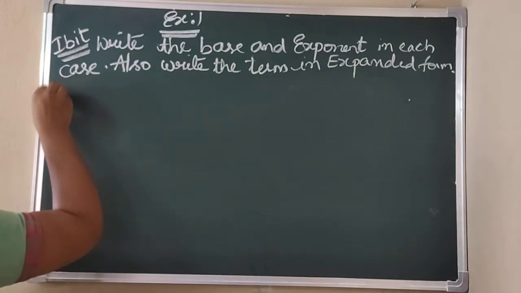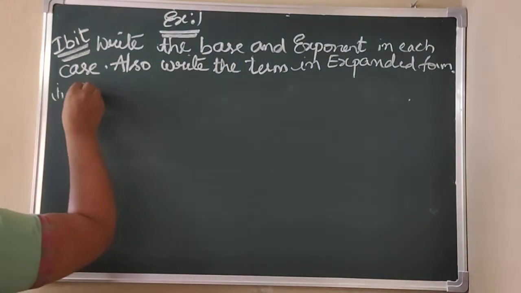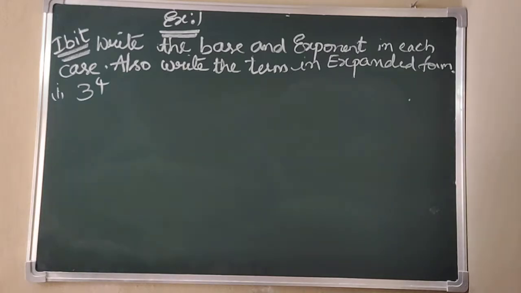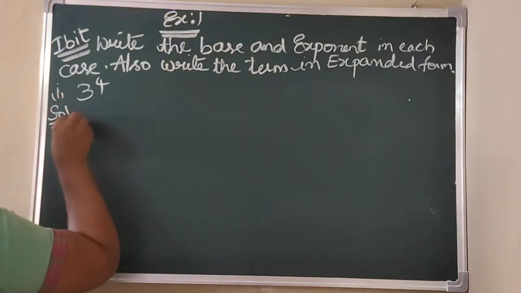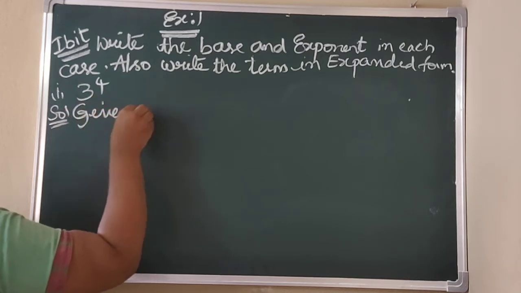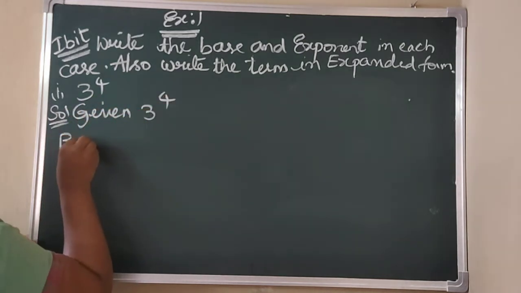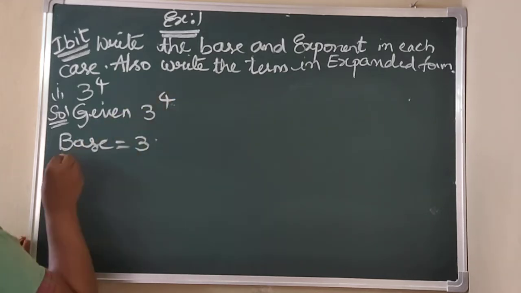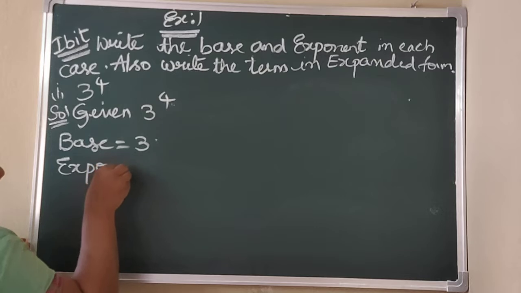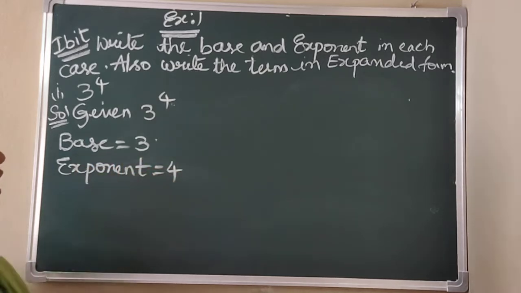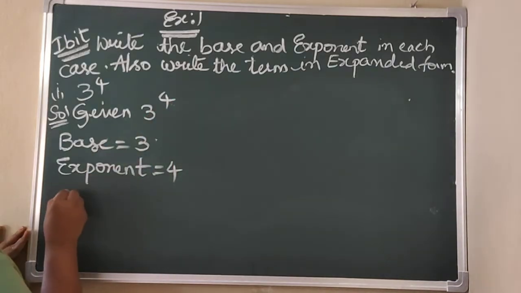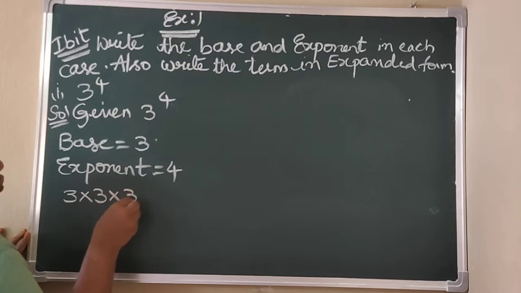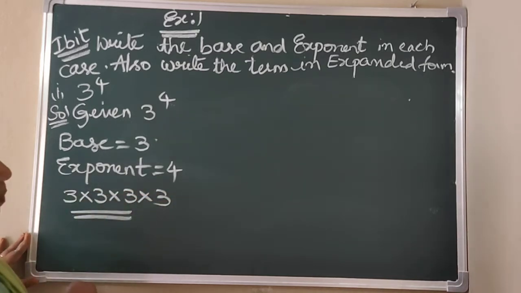Okay, so what is the first one in that? First one is 3 power 4. So for this 3 power 4, we have to find the base and the exponent, and we have to expand them in the expanded form. So here given 3 power 4. What is the base value? Base value is 3 and the exponent is 4. And what is the expanded form? 3 power 4 means we have to multiply 3 four times. So 3 into 3 into 3 into 3. This is the expanded form.